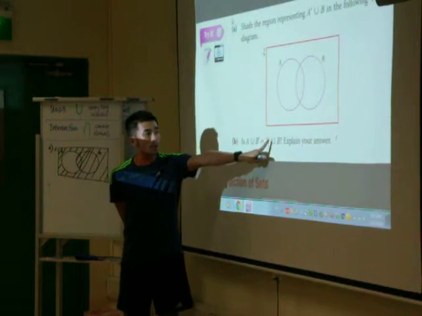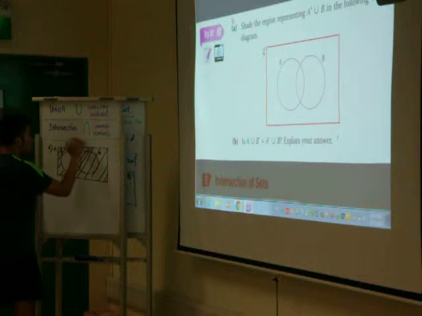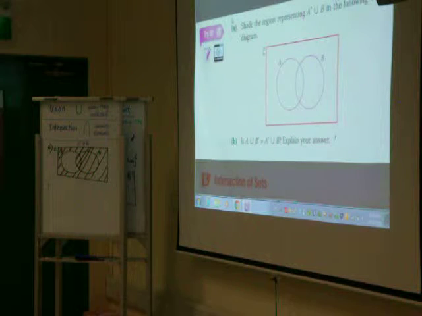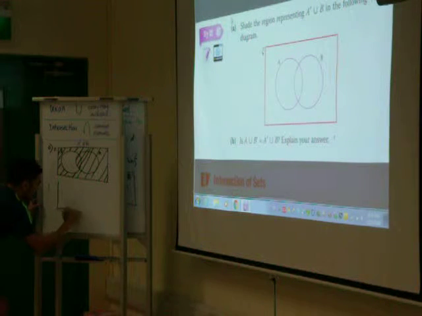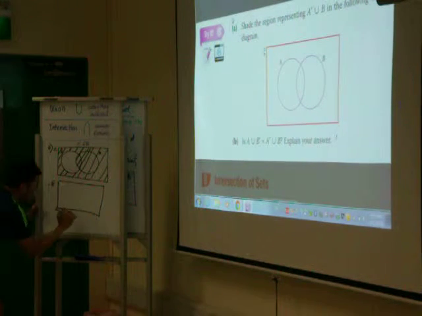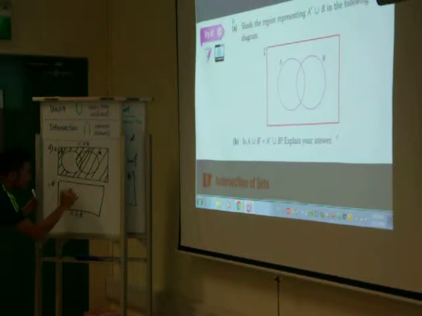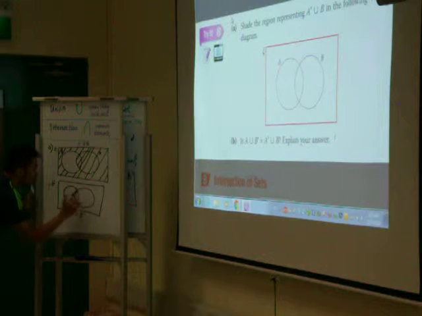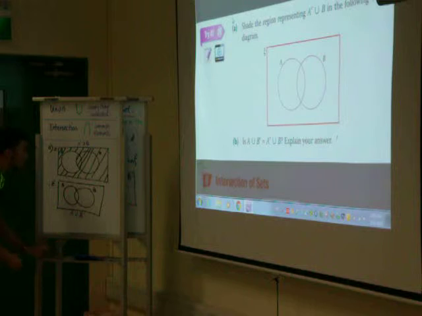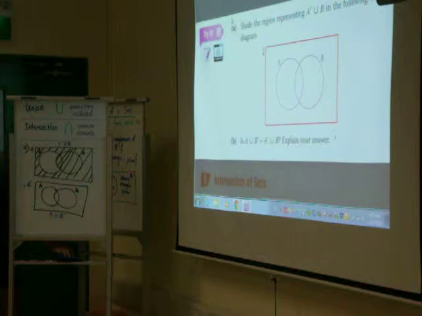Draw another one. Can you draw this one for me now? I want you to draw. Okay, this first one that we just drew, as they told us, is A prime union B, correct? Can you draw the other one so we can see? I want you to draw the other one, A union B prime, and then we compare our answers.